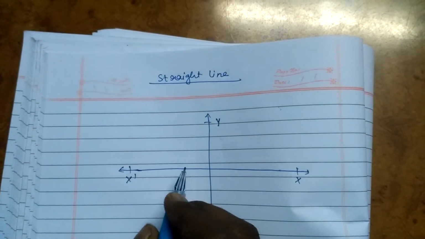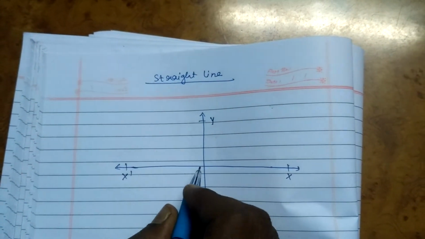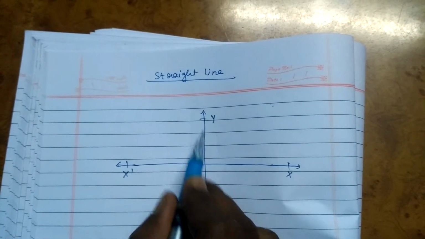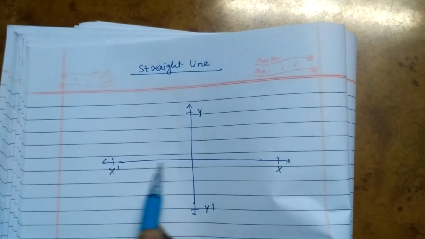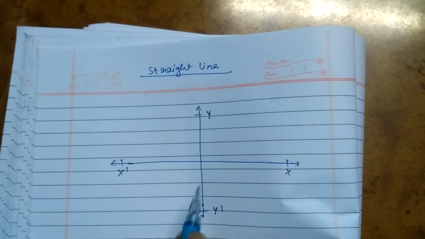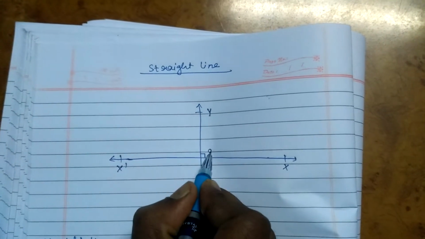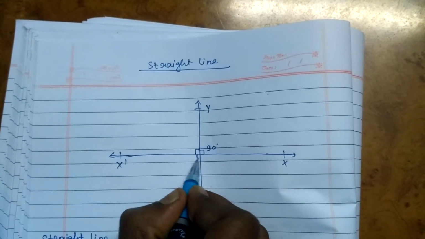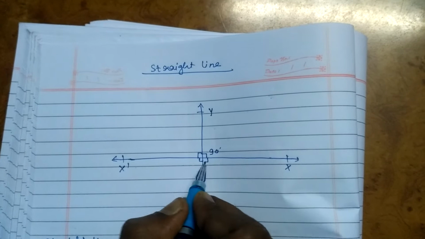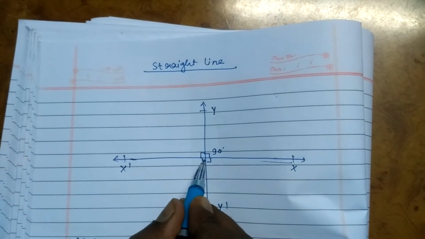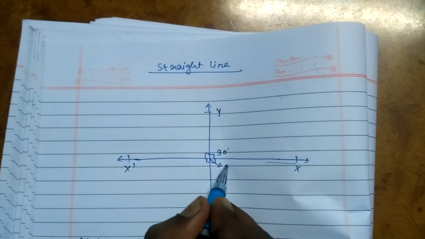And today we are going to read straight line. Let us first discuss the Cartesian plane. A Cartesian plane is formed when two axes, one is the x-axis, the other is the y-axis, both intersect, and both the axes intersect at 90 degrees. So each of the angles will be 90 degrees, and the point where these two axes, x-axis and y-axis, intersect is called the origin.